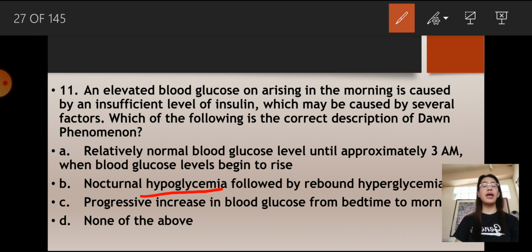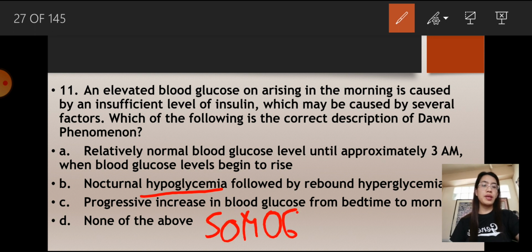Ang letter B, this letter B is your Somogyi phenomenon. Ang sinasabi ng Somogyi, na madaling araw, baka nagkaroon ka ng hypoglycemia. At dahil dyan, gagawa ng paraan yung katawan mo para makorek yan by producing counter-regulatory hormone in the form of glucagon. Dito papasok yung glucagon. At pagka meron na yung glucagon, biglang tataas naman yung blood sugar mo. We call it as your rebound hyperglycemia.